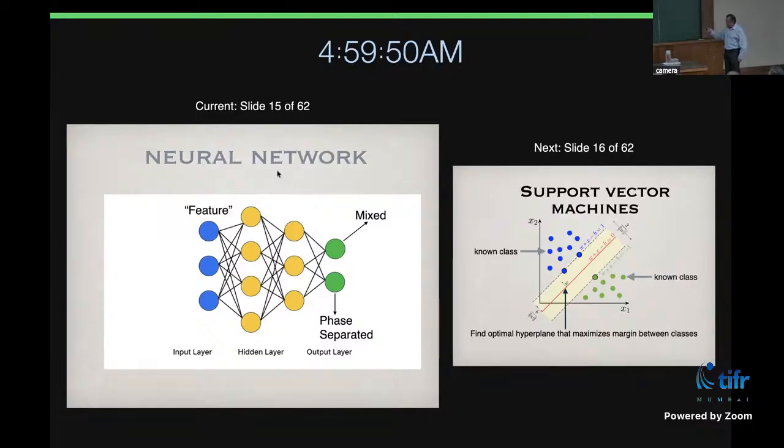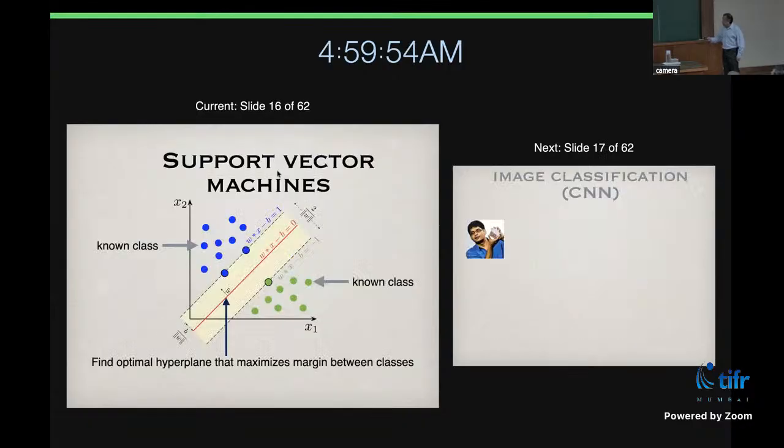You can have other activation functions, more complicated forms. You can also use what's called a support vector machine. Now, this is for 2 variables, but in our general case, we're going to have many variables.